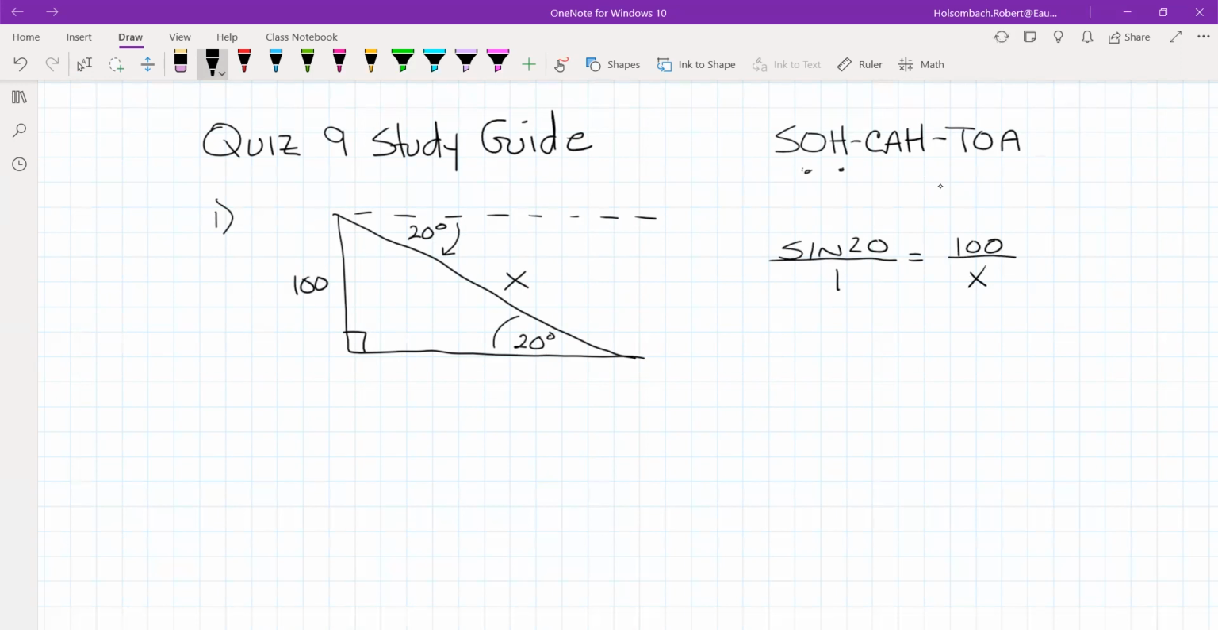So we're going to crisscross multiply. Sine 20 times x is equal to 1 times 100, which is 100. And then we're going to divide both sides by sine 20. So our x is equal to, we can set the calculator to second fix 1, so everything gets rounded to the nearest tenth. So 100 divided by 20 sine equals 292.4.